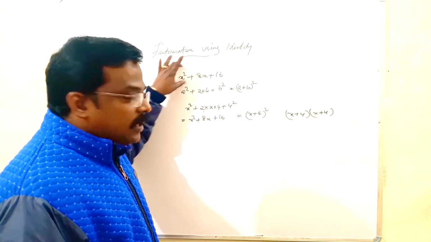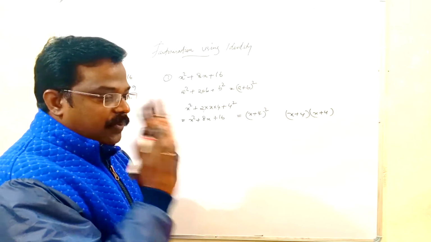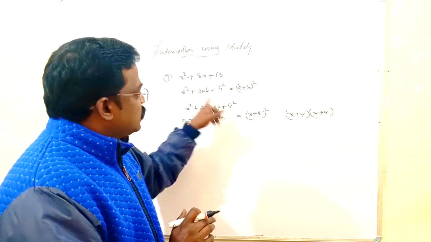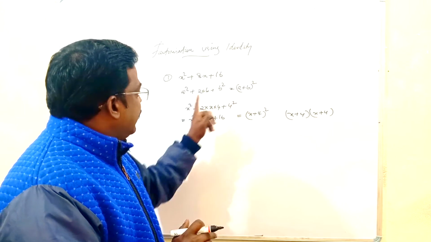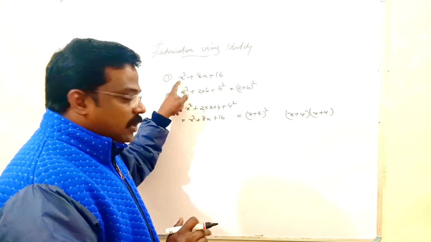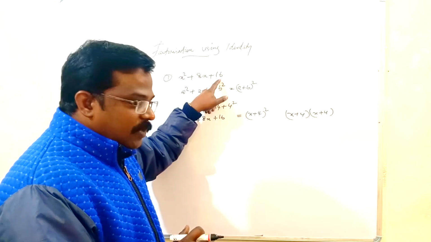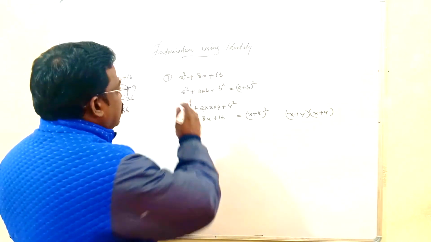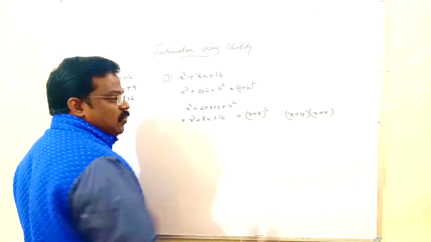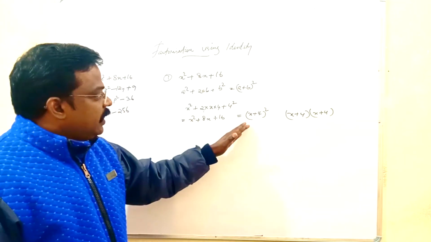So in such a question, you have to find which identity can be used here. Then write that identity and check each term. First term will be a and the last term will be b. a's square and b's square. Okay, so here first term is x, last term is 4. Okay, then you find it.